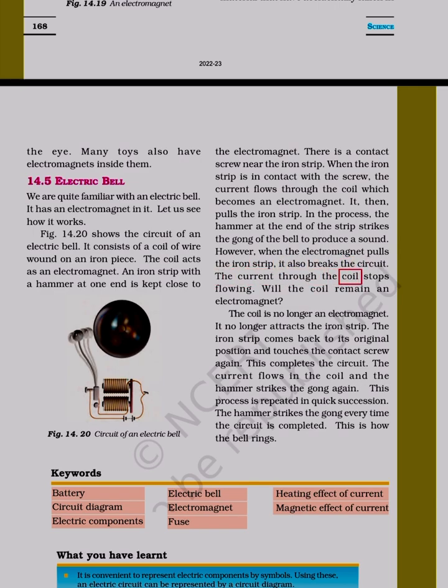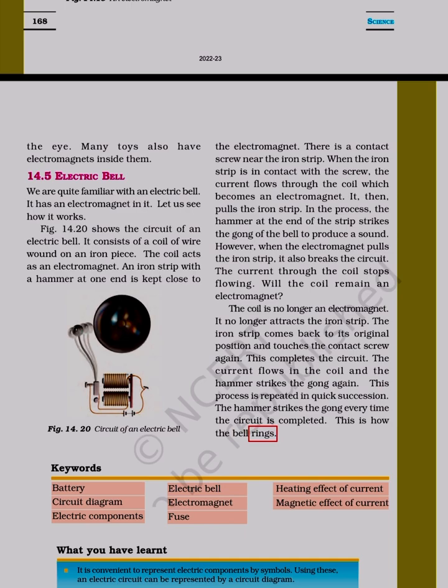The current through the coil stops flowing. Will the coil remain an electromagnet? The coil is no longer an electromagnet. It no longer attracts the iron strip. The iron strip comes back to its original position and touches the contact screw again. This completes the circuit. The current flows in the coil and the hammer strikes the gong again. This process is repeated in quick succession. The hammer strikes the gong every time the circuit is completed. This is how the bell rings.